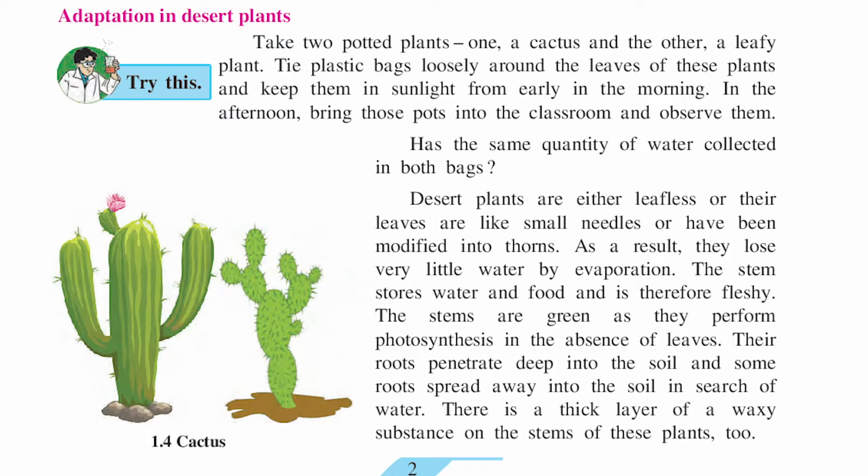Desert plants are either leafless or their leaves are like small needles or have been modified into thorns. As a result, they lose very little water by evaporation. The stem stores water and food and is therefore fleshy. The stems are green as they perform photosynthesis in the absence of leaves. Their roots penetrate deep into the soil and some roots spread away into the soil in search of water. There is a thick layer of a waxy substance on the stems of these plants, too.